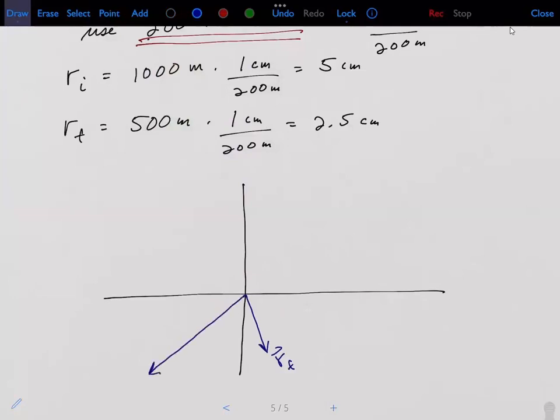Right? And it's twice as long, right? Because it's 1,000 meters or 5 centimeters as opposed to 2.5. So this is our initial. Okay, but when I do this problem out, I want to do R final plus negative R initial. So what direction is negative R initial? Well, it has the same length as R initial, right? So this length is to be the same, but in the opposite direction. So R initial with a negative in front of it, negative R initial, is going to look something like this.